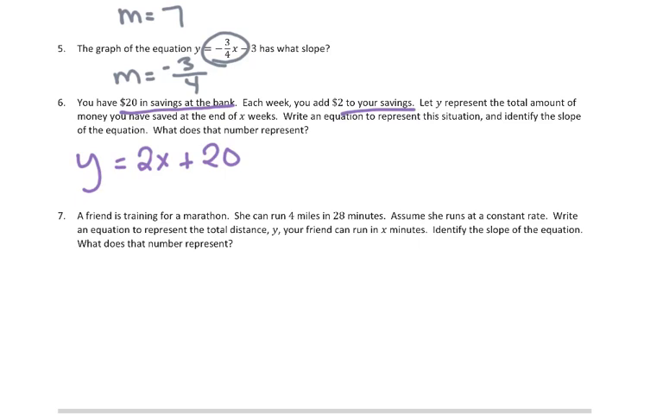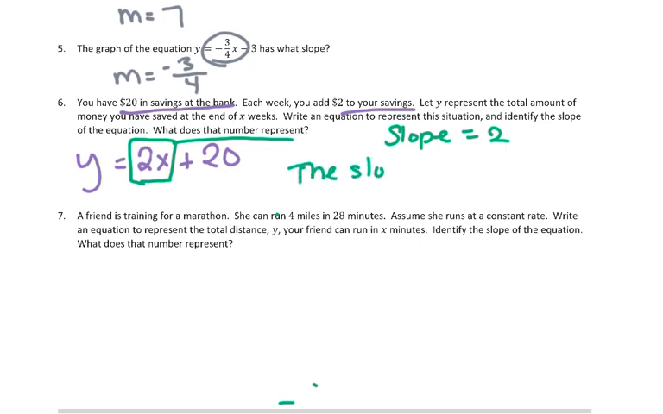And it says identify the slope. We have a y equals equation, so our slope is whatever we're multiplying by our x, so the slope equals 2. And what does that number represent? The slope represents that we add $2 to the savings account each week.